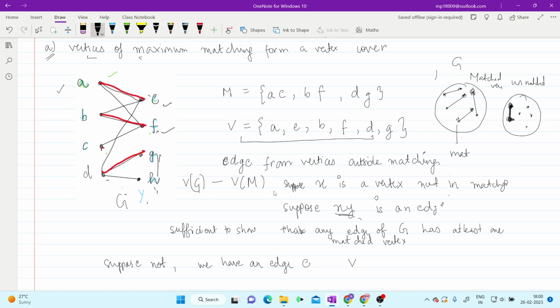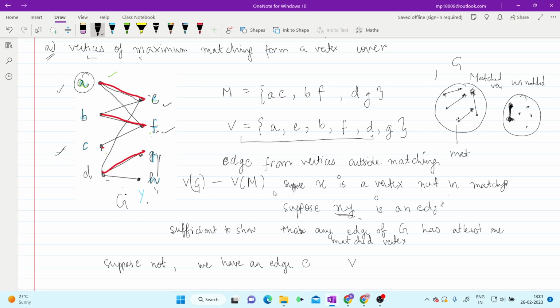Ma'am, that's not possible. Because in this diagram itself, you can see the edges CF and DH have one matched vertex there, but no edges between unmatched vertices are given. Yes, in this particular example, it is true that we have no edge between unmatched vertices.